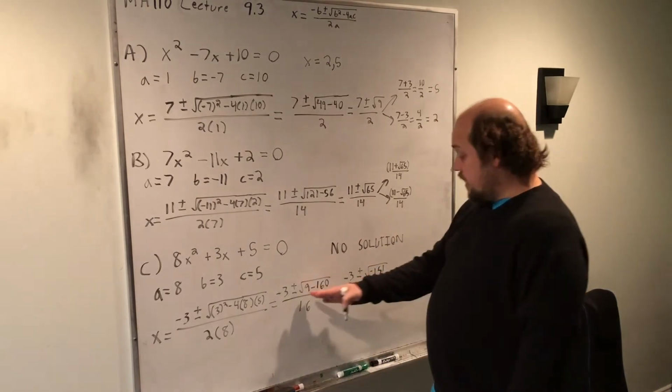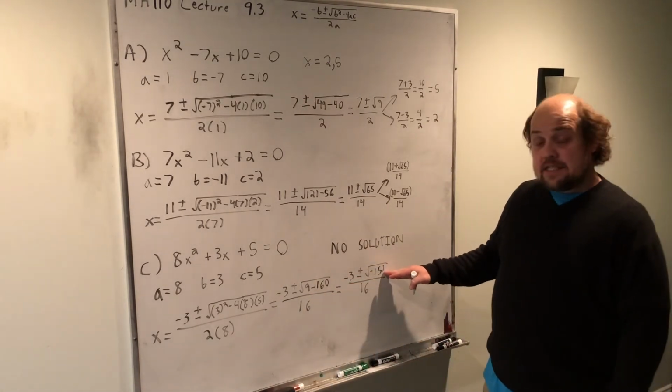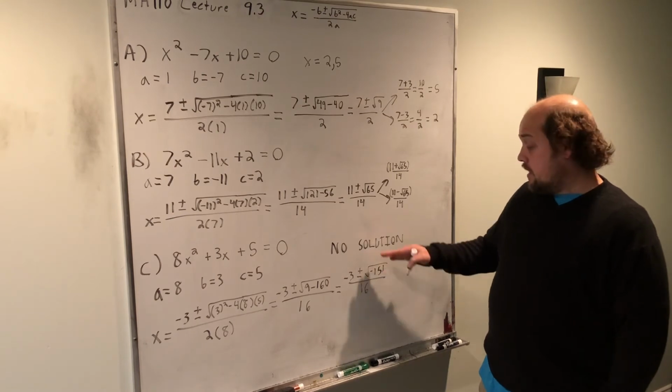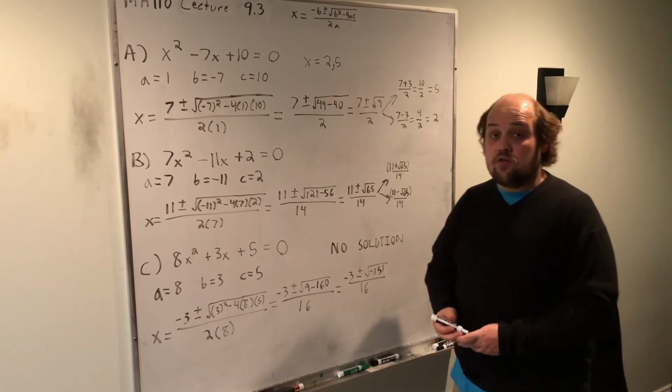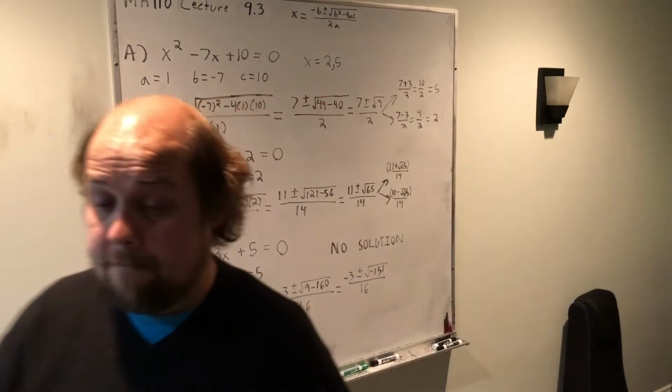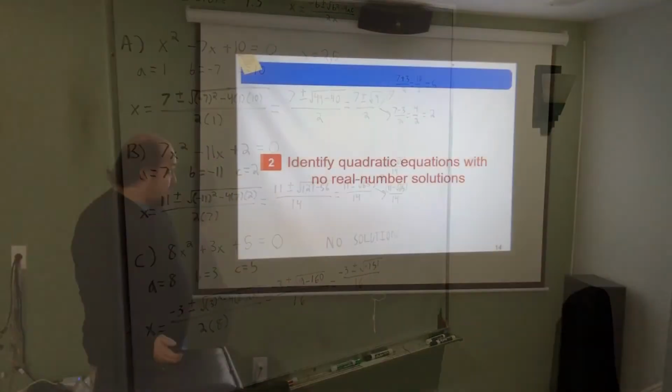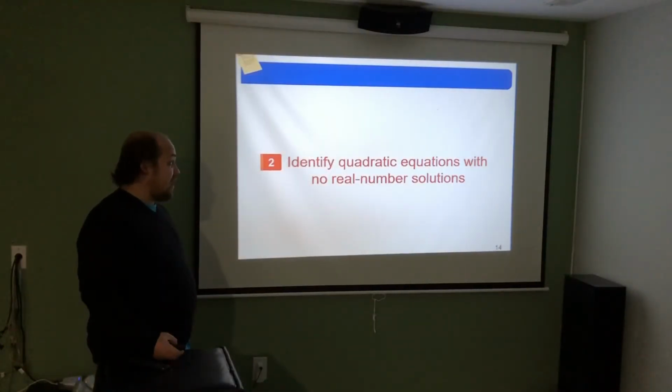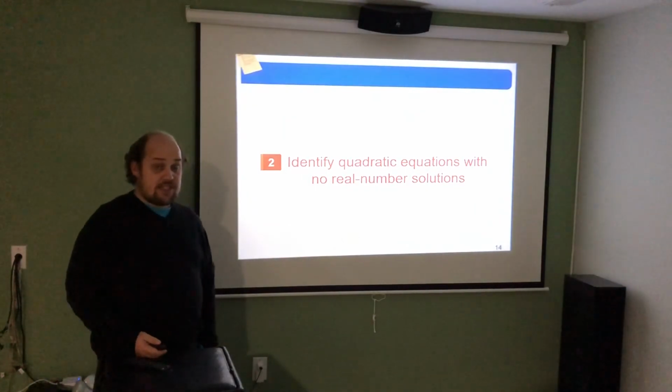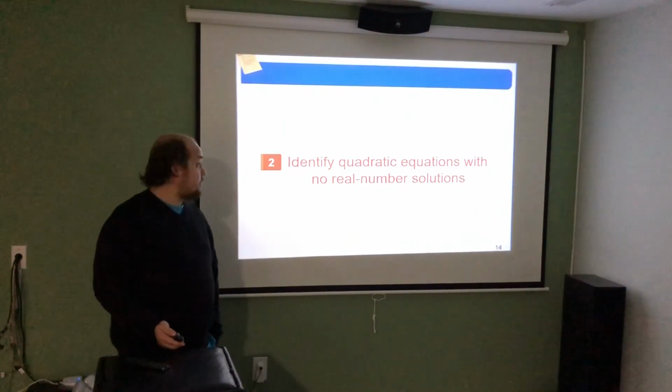So as soon as you get to resolving the root and you realize that there's a negative number under the root, that's when you can stop and say there's no solution to the problem. We're going to talk about how to identify quadratic equations with no real solutions by looking at the discriminant.